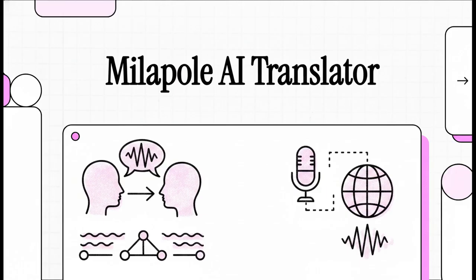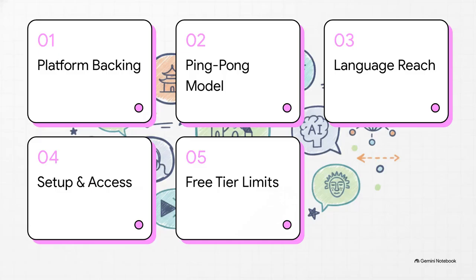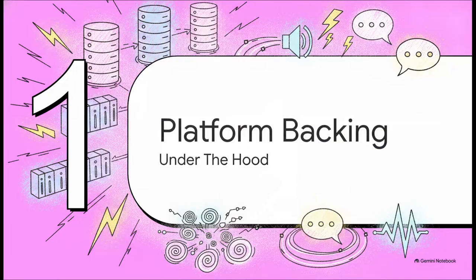We'll look at the nuts and bolts of how their interface handles this incredibly complex processing task, essentially making global communication feel as natural as chatting with your next-door neighbor. Okay, let's dive into this. Here is the roadmap for our explainer today. 1. Platform backing. 2. The ping-pong model. 3. Global language reach. 4. Setup and access. And 5. Free tier limits.